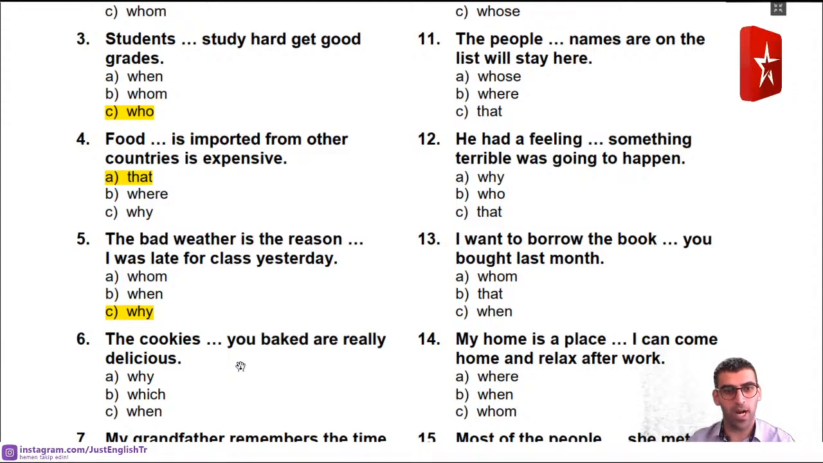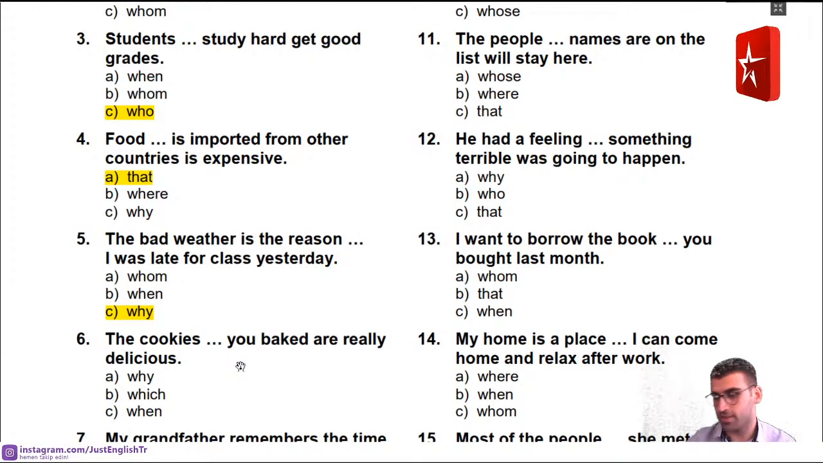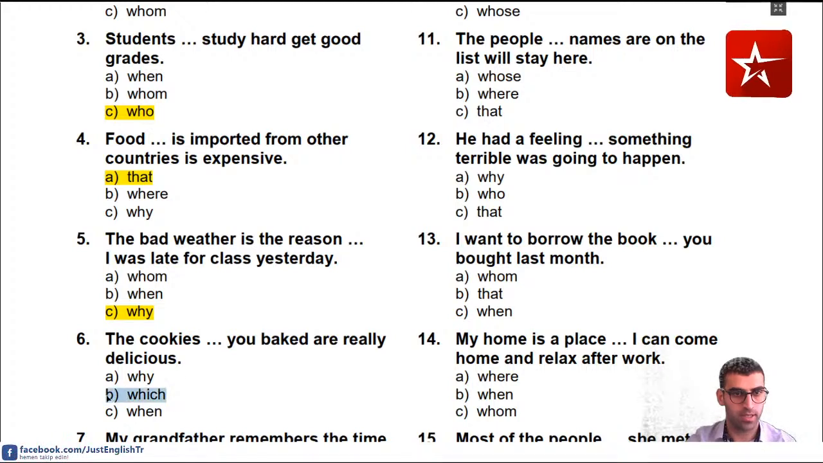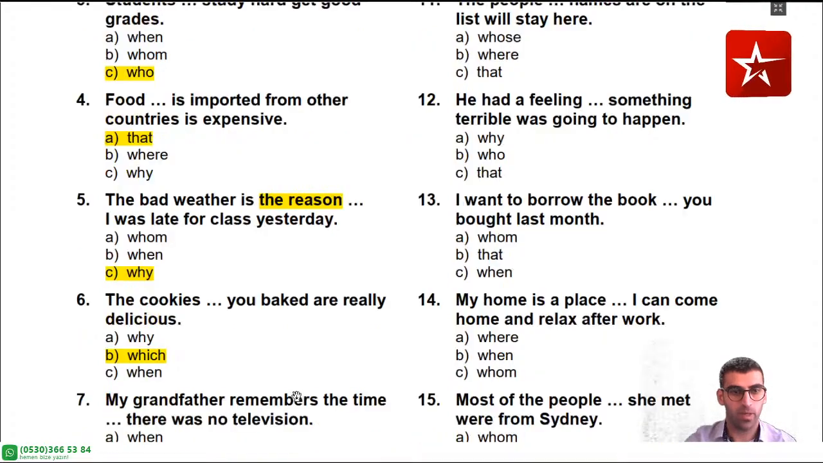Number 6, the cookies blah blah blah you baked are really delicious. Are you able to cook cookies, bake cookies? The cookies you baked are really delicious. For number 6 is, of course, which. Yes. So guys, if we are talking about the reason, we use why, okay? But if we are talking about something, we use which.